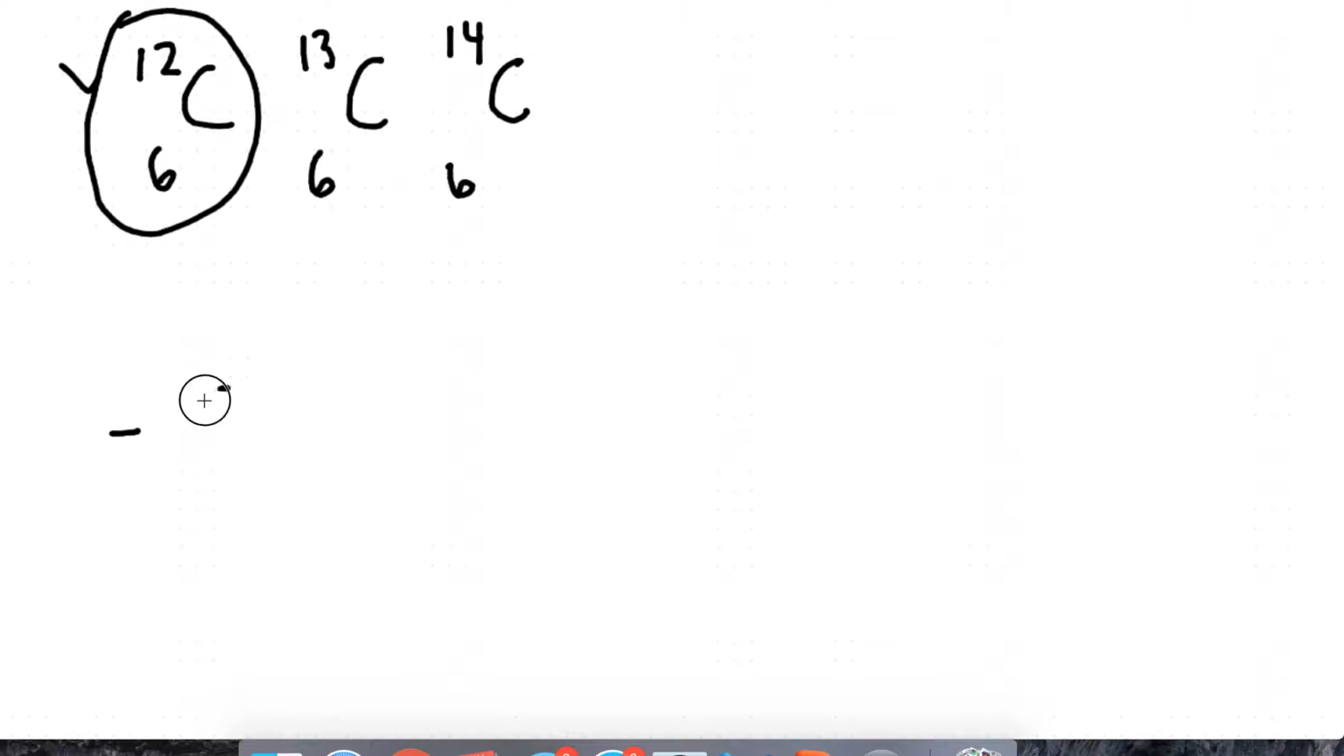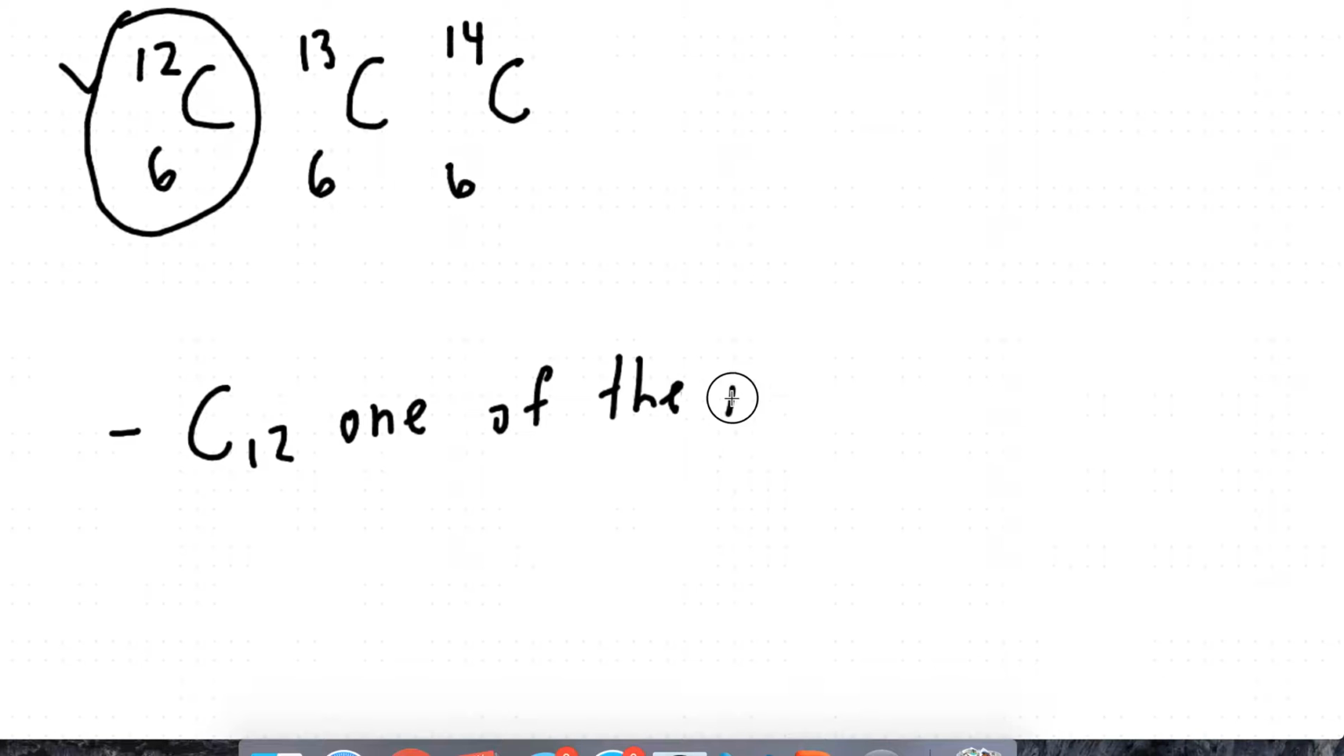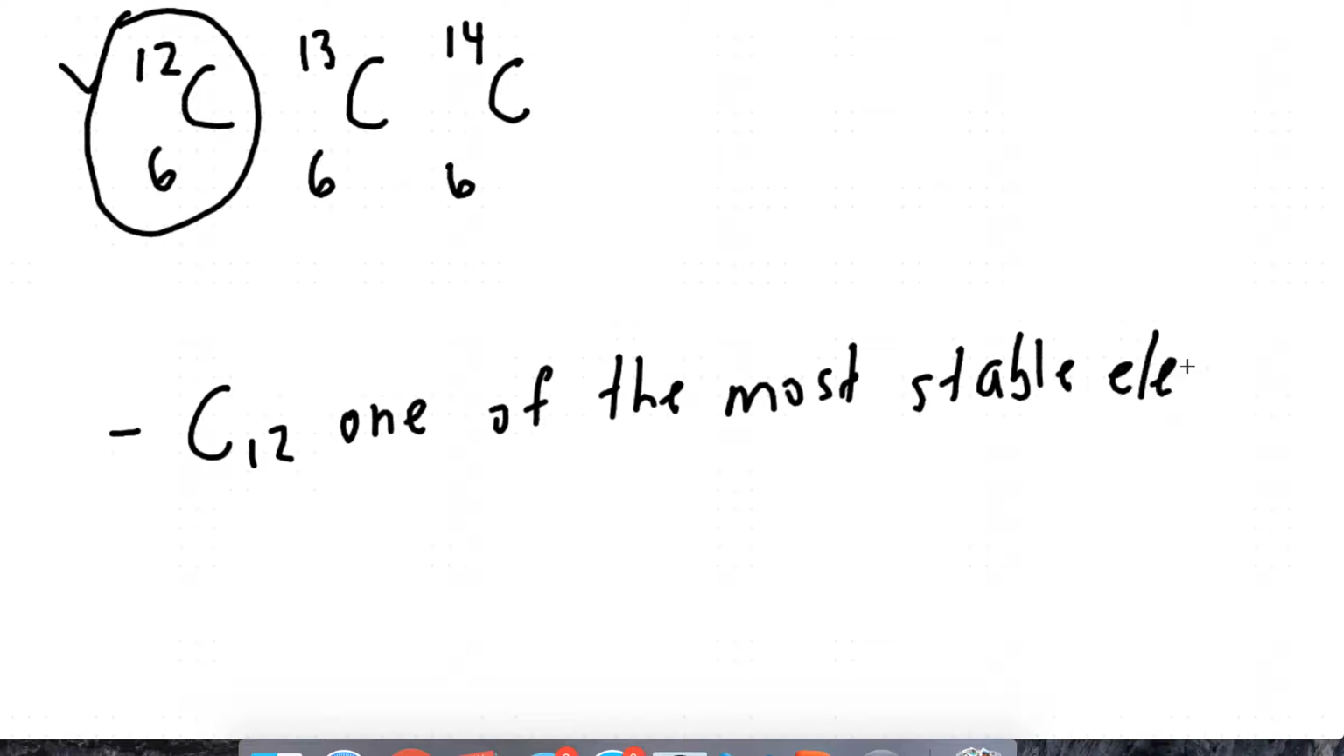Let me just write that down: C-12, one of the most stable elements. Now you don't have to memorize the definition of relative atomic mass and relative molecular mass. I think it's good to know why we compare it to C-12. So if you see a question, why do you use C-12? You can say because C-12 is one of the most stable elements. Okay, now that's it, students.